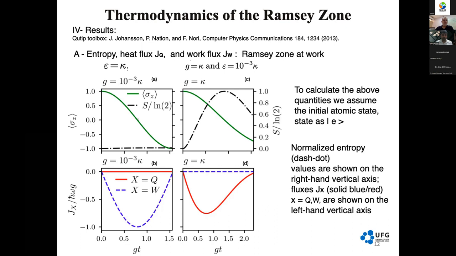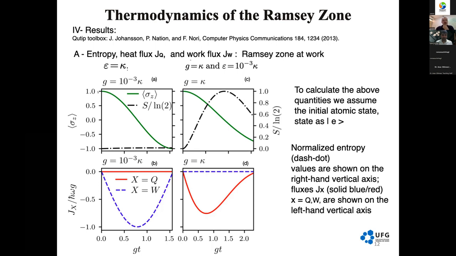Null, because the state of the atom retains or maintains its purity. Okay, so during this whole evolution, with these parameters where G is much lesser than kappa, the dissipation, G being the coupling between the atom and the field, the dissipation is much greater than G.